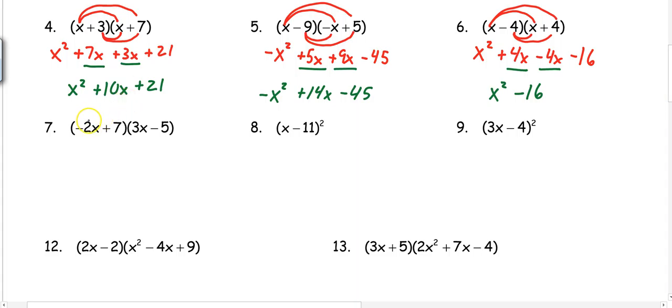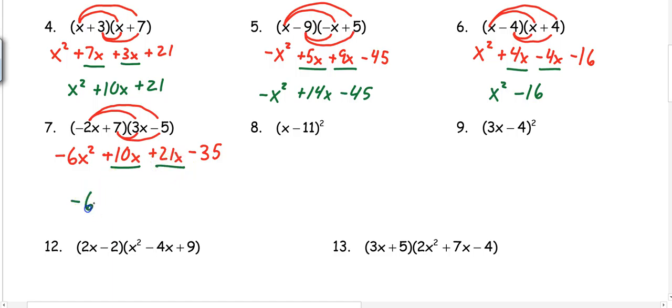Number 7, when I multiply, I have negative 2x times 3x, which gets us negative 6x squared. Negative 2x times negative 5 is plus 10x. 7 times 3x gets us plus 21x, and 7 times negative 5 gets us negative 35. Now the x terms are like terms again, so I'm left with negative 6x squared plus 31x minus 35.